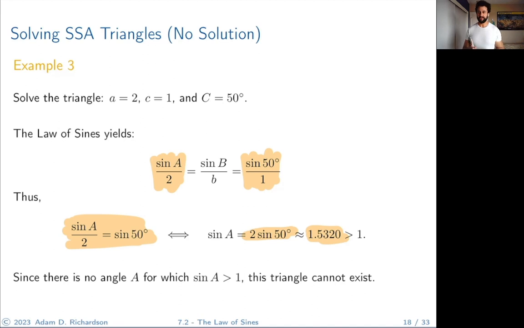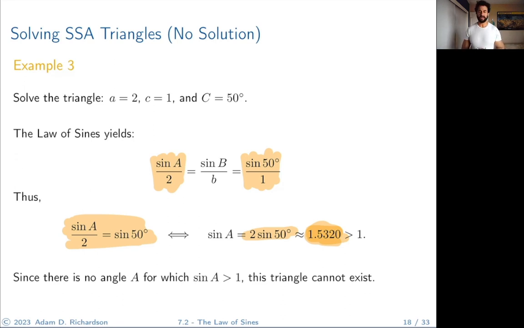But this is where something is off. Remember, sine is bounded by -1 and 1. So whatever the sine value of an angle is, it has to be between -1 and 1. But here, this result is giving us a sine value that's over 1.5, right? That means there's no possible angle that could make this true. There is no angle whose sine is 1.5320. And that's something we've actually seen before in the inverse trig function sections, right? Was that 6.1 and 6.2? So this right here tells us there's no solution.